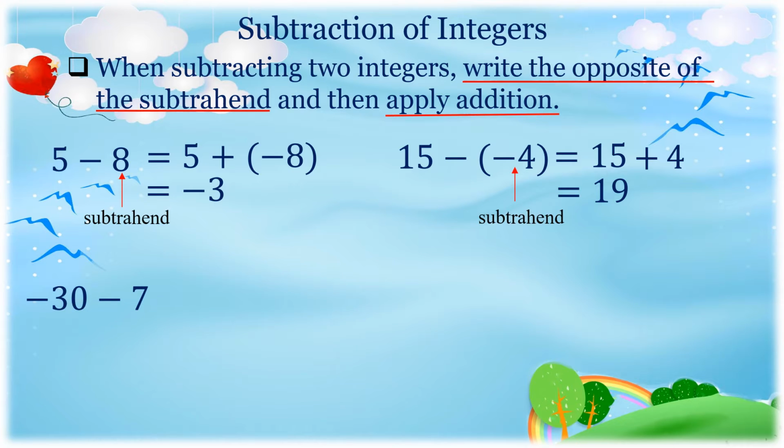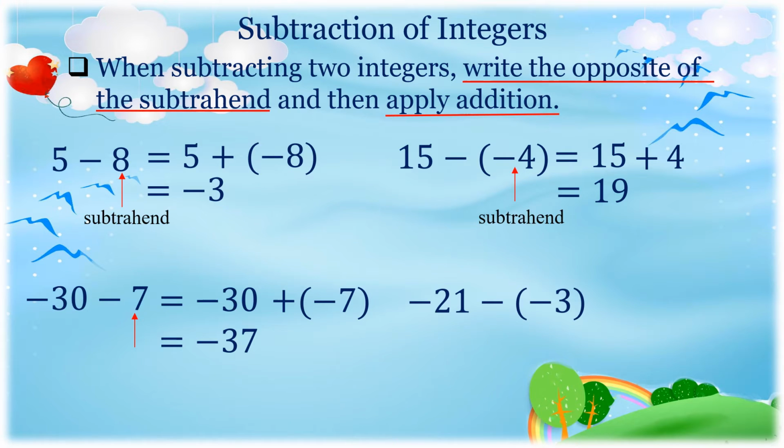Next, we are going to have negative 30 minus 7. The subtrahend is positive 7. So first, we are going to copy negative 30. And what is the opposite of the subtrahend? Correct. It is equal to negative 7. Then we are going to apply addition. So we will be having negative 30 plus negative 7. And what is negative 30 plus negative 7? Correct. It would be equal to negative 37. So therefore, negative 30 minus 7 is equal to negative 37.